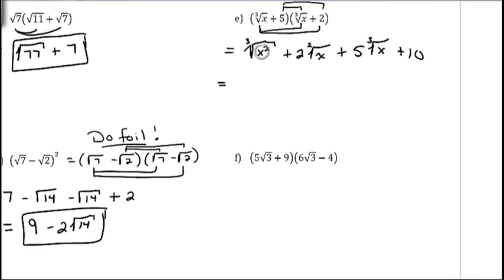So this cube root has x squared underneath it. These two only have x. So we can combine these two because their cube roots match exactly. So it's going to be the cube root of x squared. And then we have 2 cube root of x plus 5 cube root of x. And so that's going to be plus 7 cube root of x. And then this plus 10 on the end.